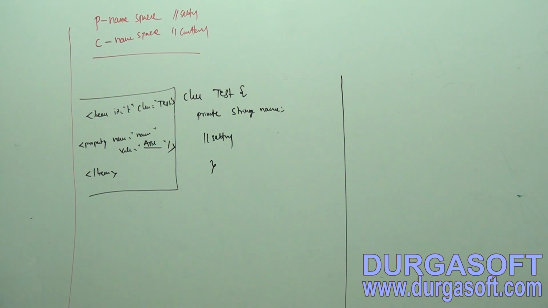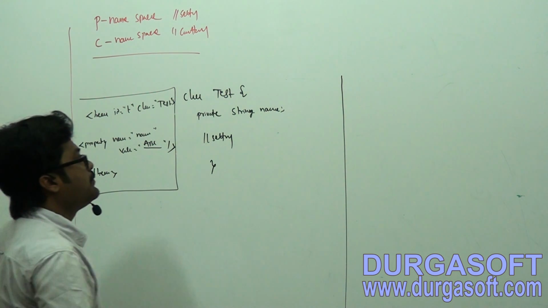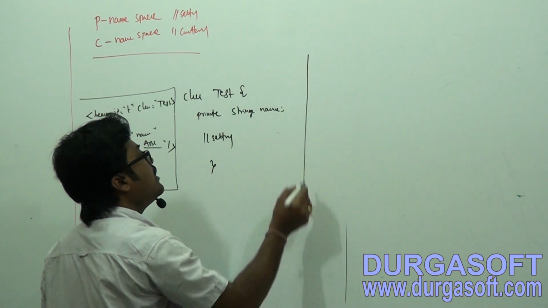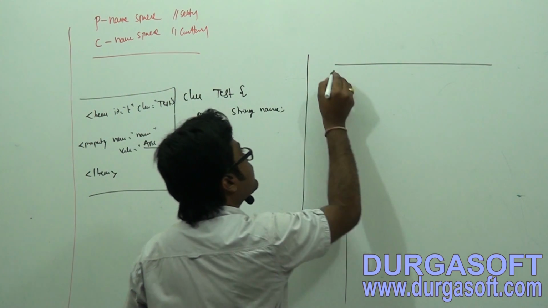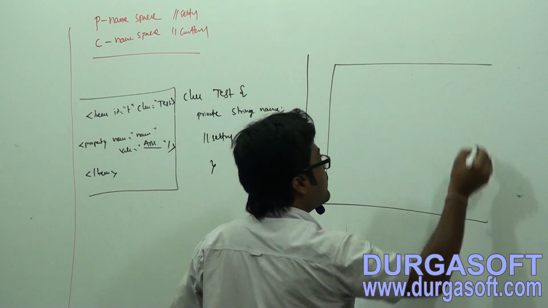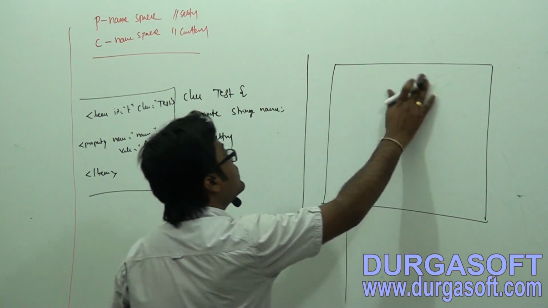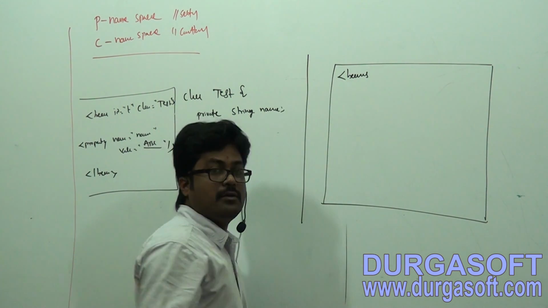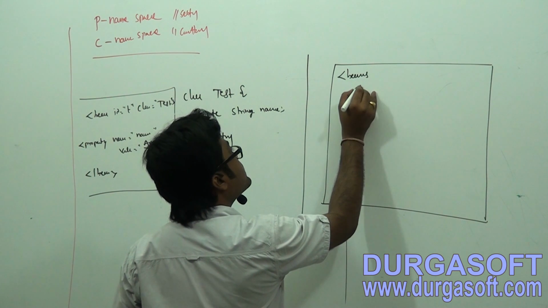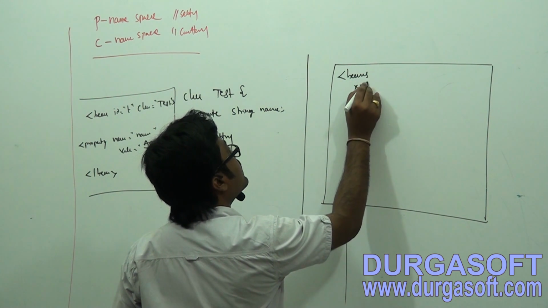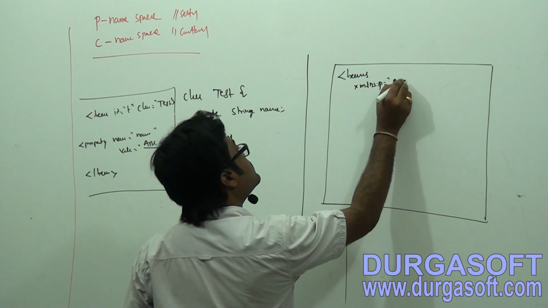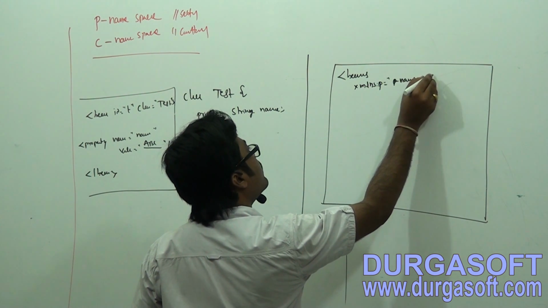This one is the old approach. By using the property tag you can do this. Instead of using the property tag, by using the P namespace also you can do this. For the P namespace, we have to add XML namespaces under the main root tag: xmlns, P namespace, you have to add here.